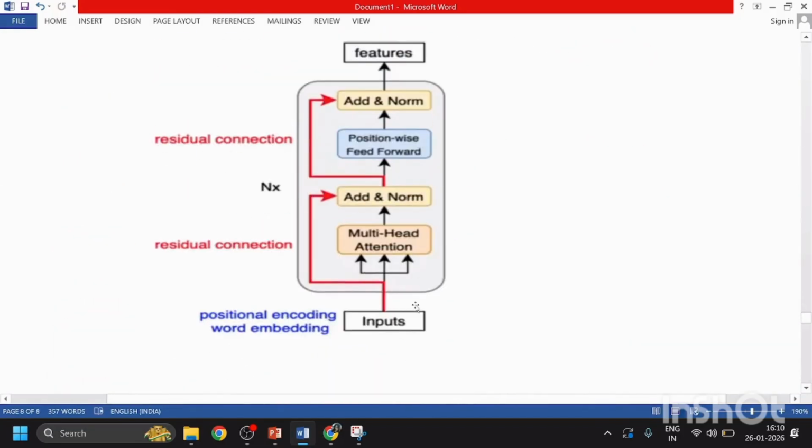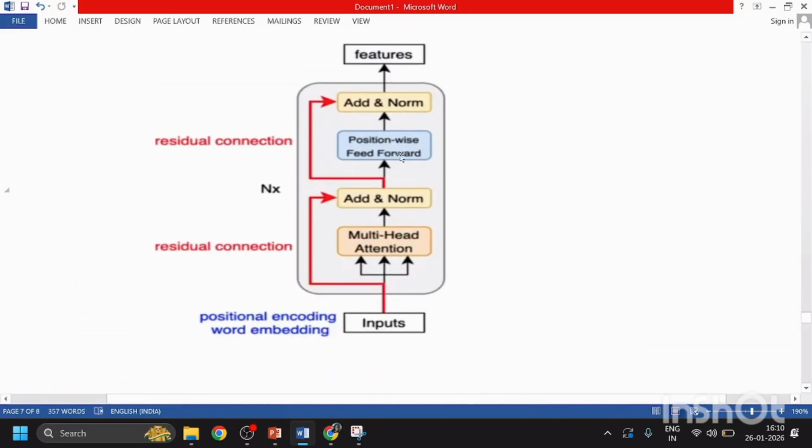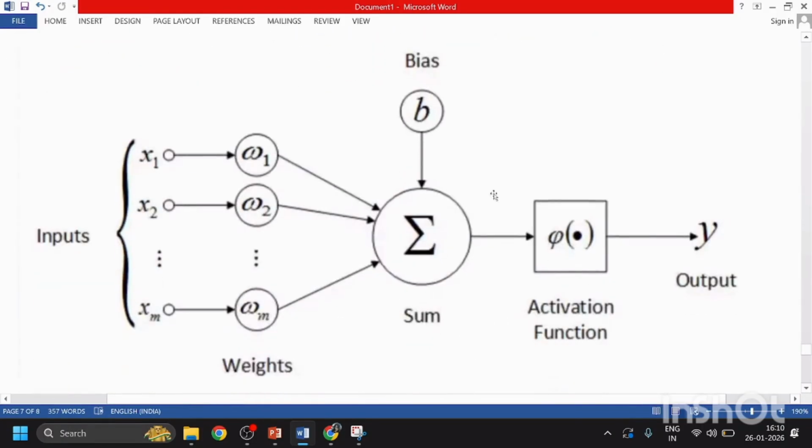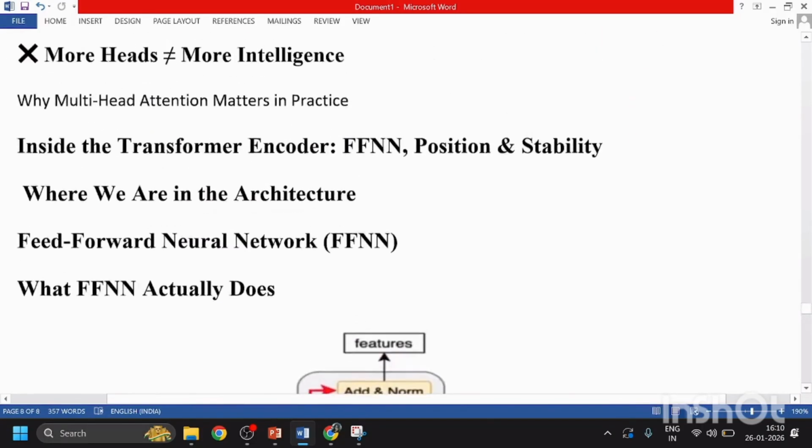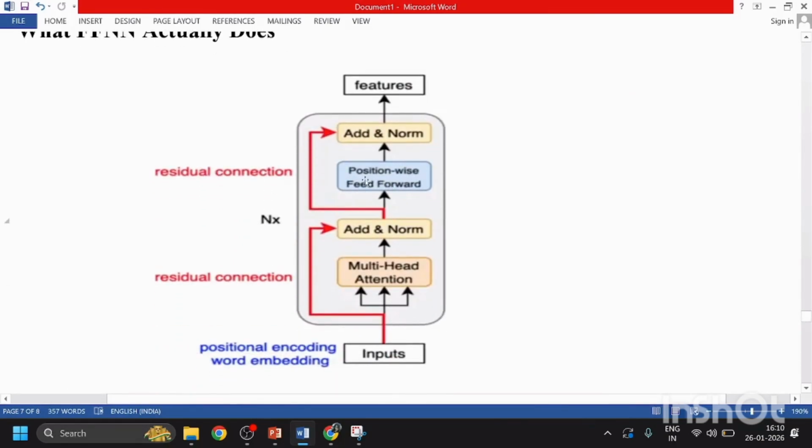This is the transformer, and inside the transformer we have the feed forward neural network. This is the internal architecture of the feed forward neural network. Here I say that it has two linear layers with a ReLU activation function, and the same transformation is applied everywhere. This increases the representation power of the model.